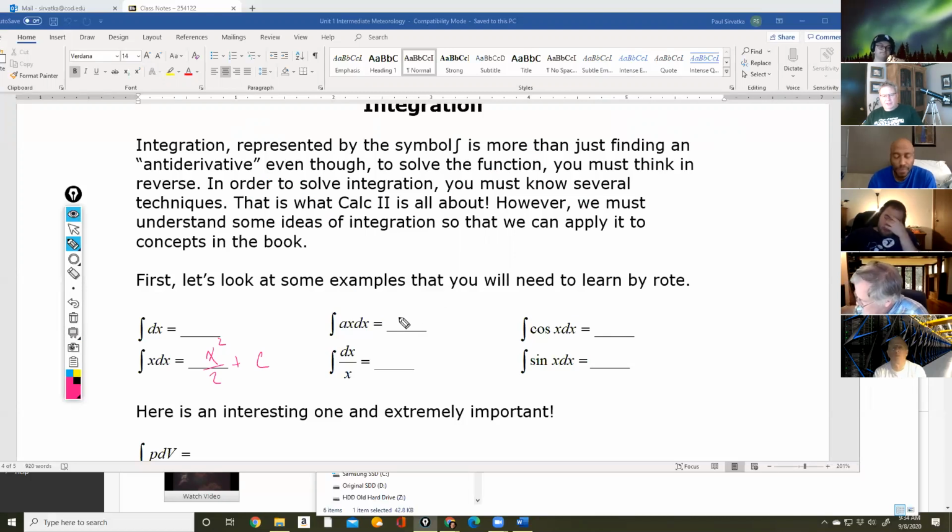So let's generalize this. A times x. What can I do with the a? Pull it out, and the answer goes in front. So I already know that the integral of x dx is going to be x squared over 2, times a, plus a constant. And you just got to get used to always saying plus a constant.